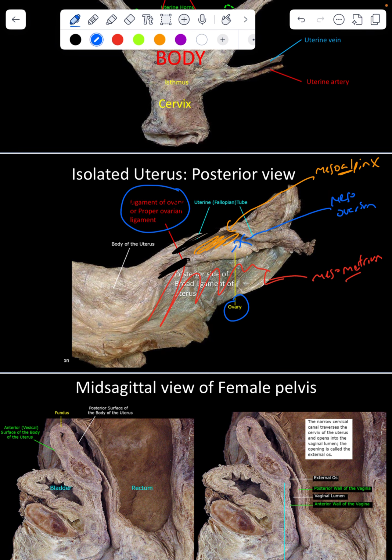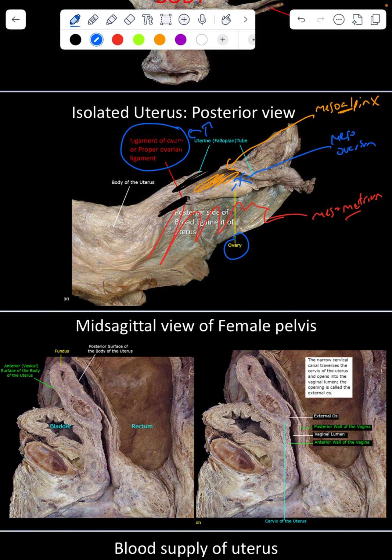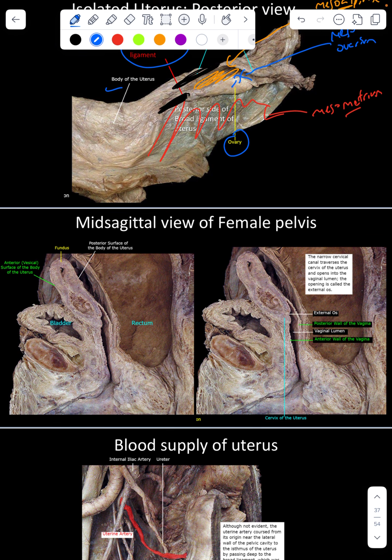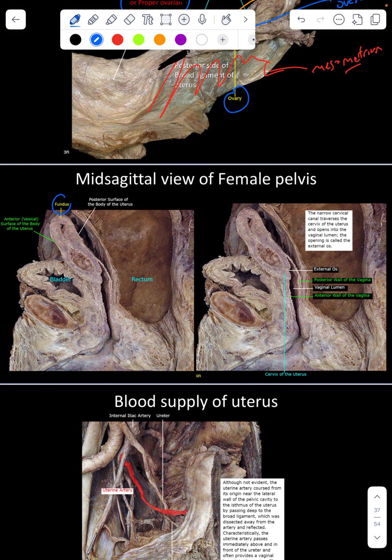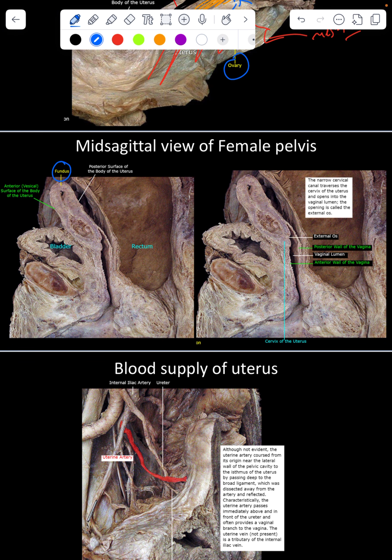So the fallopian tubes are higher than the ligament of the ovary. This is just the middle, or the body, of the uterus. The top of the uterus is the fundus. We saw the bladder and the rectum. This is the anterior of the uterus because it's facing the bladder.